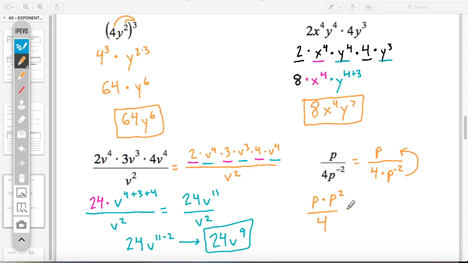Okay, so using the product property, if our base does not have a visible exponent, we say that it has a power of 1 as well. So this is the same thing as p to the 1 plus 2, divided by 4. So this equals p cubed divided by 4. Okay, pause the video if you need more time.